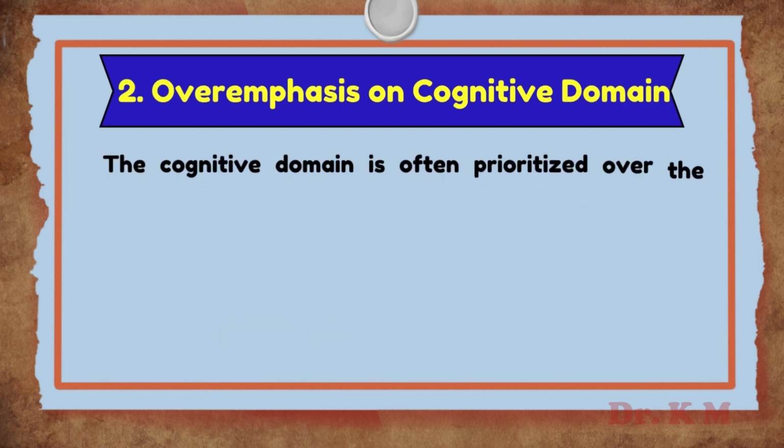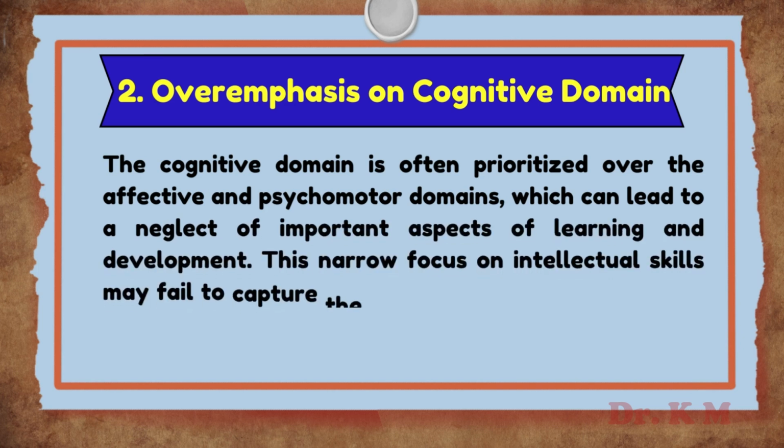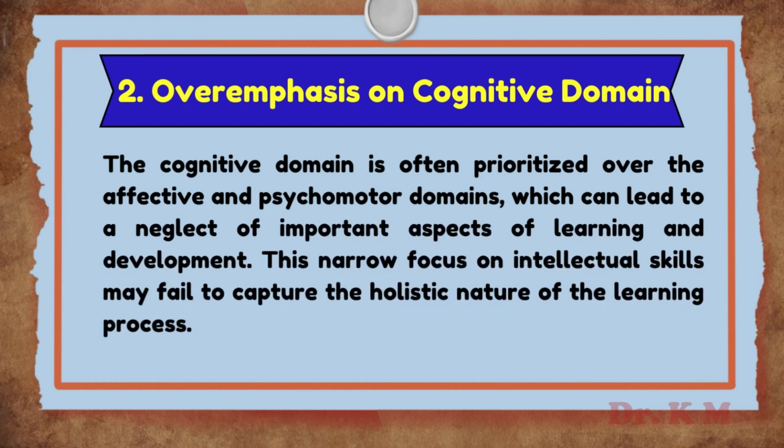2. Overemphasis on cognitive domain. The cognitive domain is often prioritized over the affective and psychomotor domains, which can lead to a neglect of important aspects of learning and development. This narrow focus on intellectual skills may fail to capture the holistic nature of the learning process.